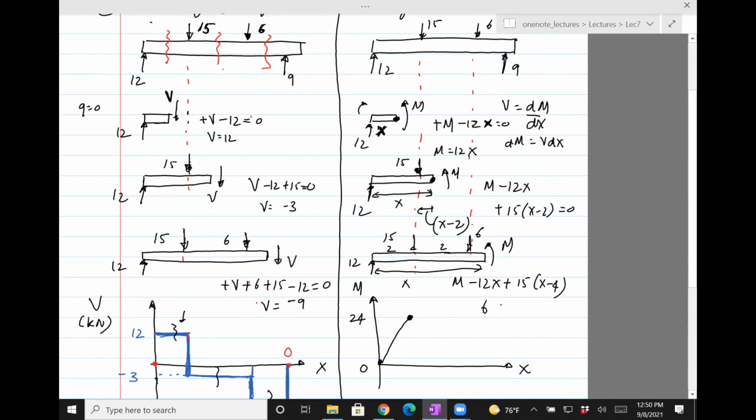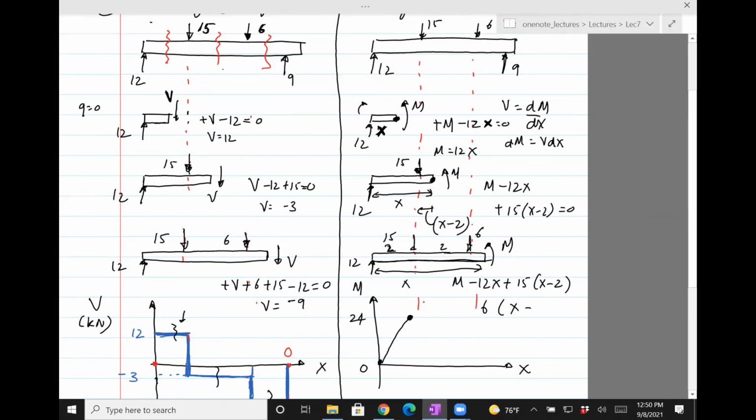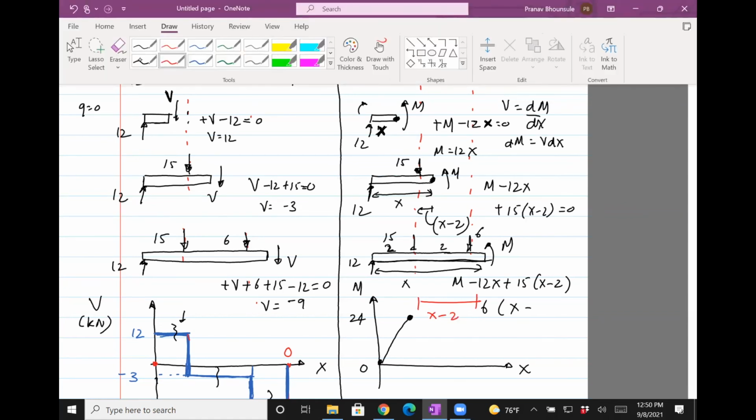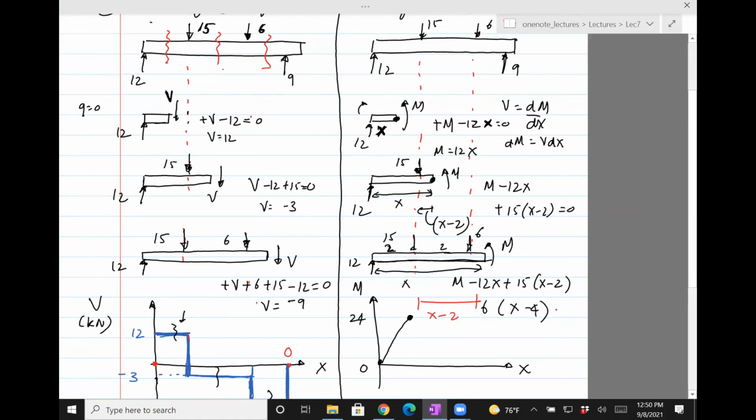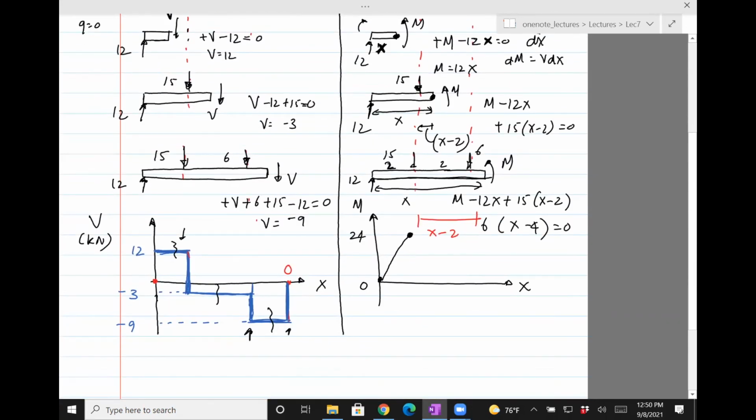And then the 6 kilonewton will produce a force which would be x minus, well, this should be x minus 2, because that's x minus this 2 will give me the distance from 15 to, this distance is x minus 2. And then x minus 4 similarly equals 0. Okay, I'm going to clean it up a little bit later. So when you see the notes, it'll be much cleaner.